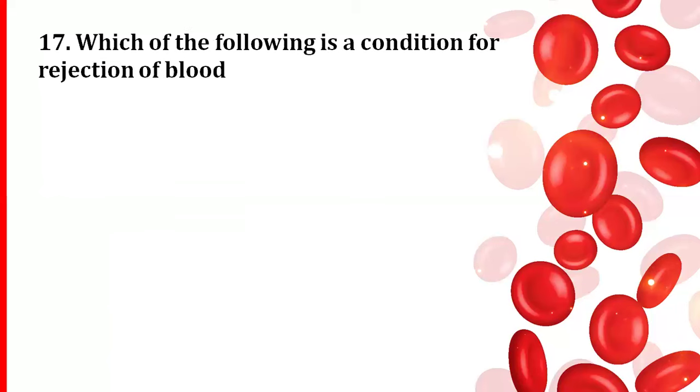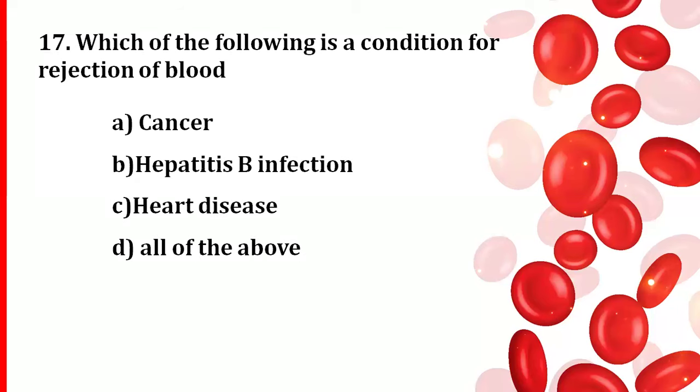Which of the following is a condition for rejection of blood? Option A, cancer. Option B, hepatitis B infection. Option C, heart disease. Option D, all of the above. So here the right answer is all of the above. In case of cancer, hepatitis B infection, or heart diseases, we are not supposed to collect the blood from the donor.